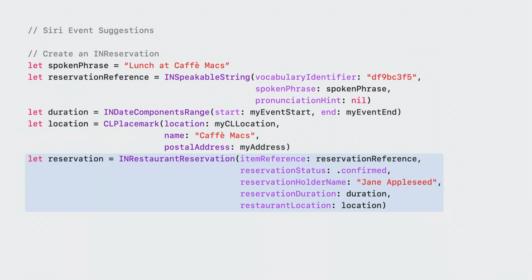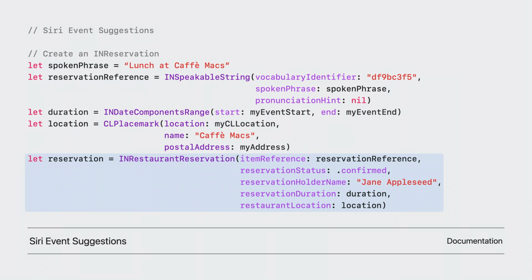Then, put that all together by creating an instance of one of the subclasses of INReservation. For a restaurant reservation, use INRestaurantReservation. This initializer has a few more optional arguments that aren't shown, and each subclass has its own specific options. Check out the documentation to learn more.